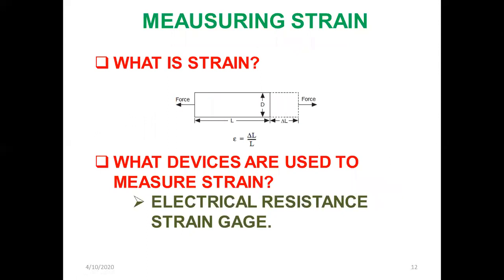Strain is nothing but the amount of deformation of a body due to force. More specifically, it is defined as fractional change in length. When a force is applied to a structure, the component of the structure changes slightly. That is, the length L changes to L plus delta L. The devices to measure these small changes in dimension are called strain gauges. Presently, we are going to study electrical strain gauges, or electrical resistance strain gauges.